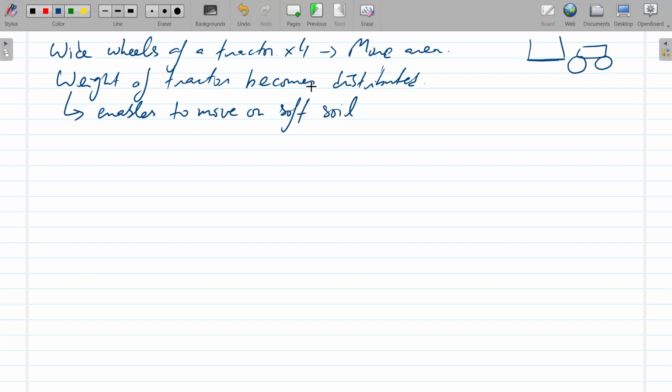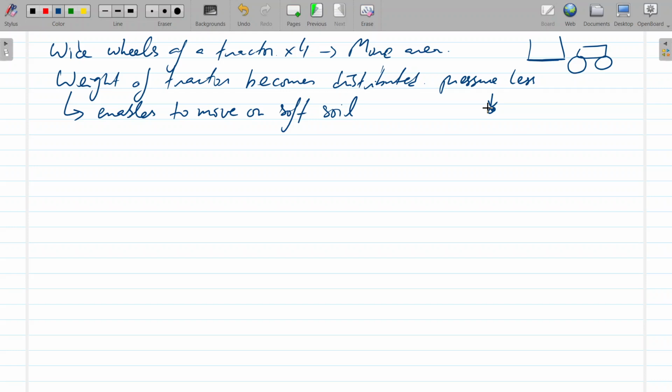Why? Because of that weight, the pressure is less. The force over the area is distributed, so there's no point force acting at a single point.